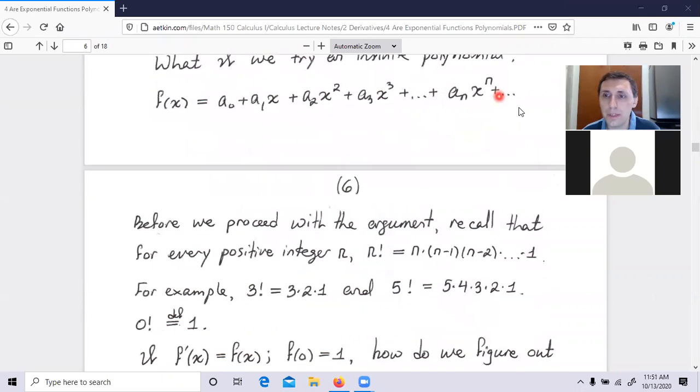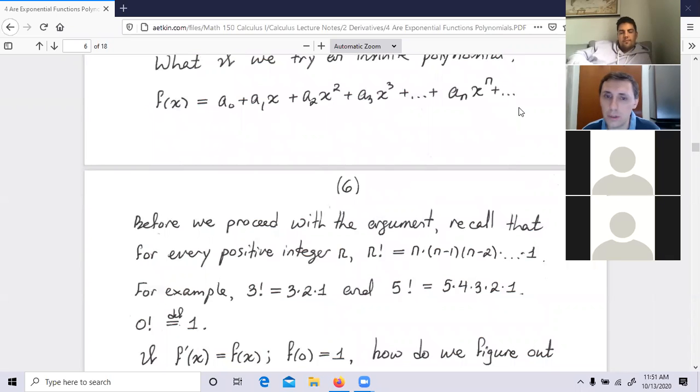So before we proceed with the argument, guys, I'd like you to recall what the factorial is, right? So this is not n, it's n factorial, which means, if it's an integer, it's the product of this integer all the way down to 1. All consecutive integers up to n, starting from 1. So for example, 3 factorial is 3 times 2 times 1. 5 factorial is 5 times 4 times 3 times 2 times 1.